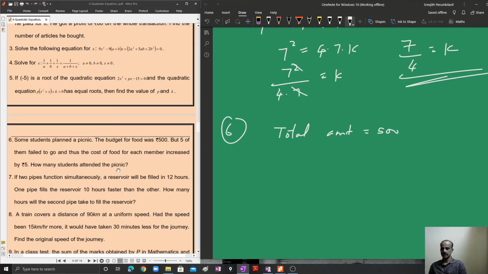How many students attended the picnic? So we need to find the number of students who attended the picnic. That should be x, so that we will form a quadratic equation in x and solve it.